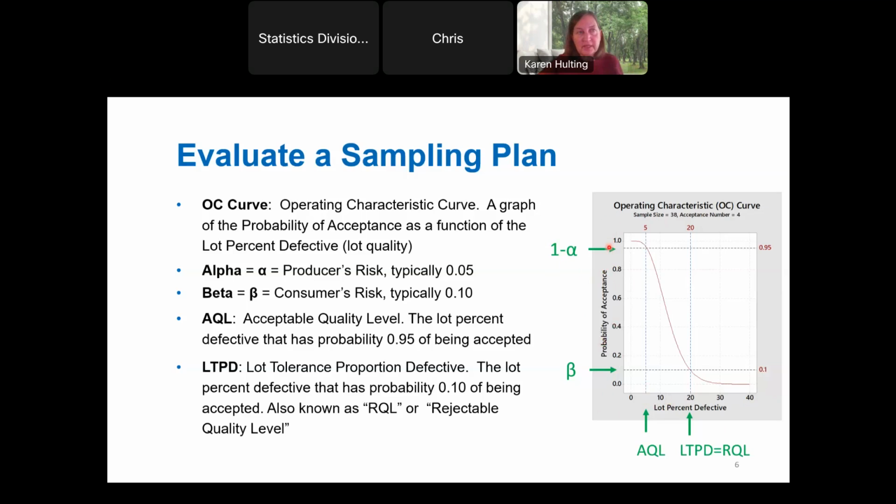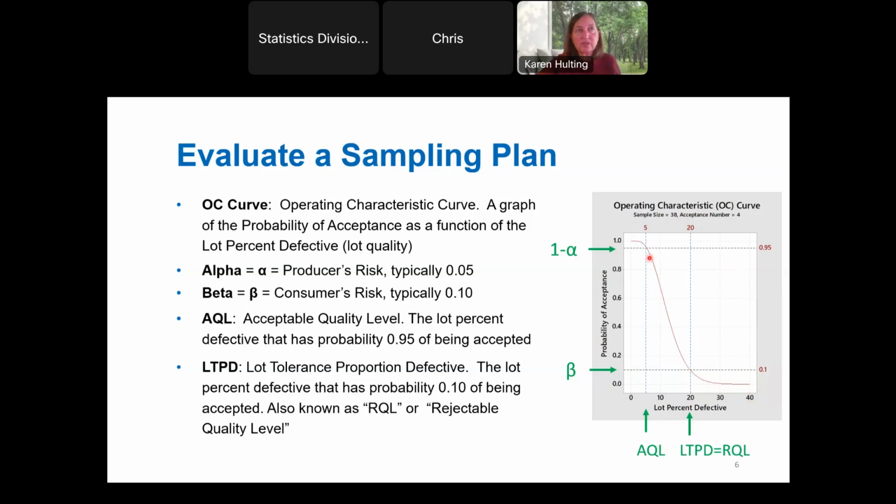Not surprisingly, when we have 0% defective in the lot, the probability of accepting that lot is 1.0. There are no defectives to find, so we are definitely going to ship that lot. As that lot percent defective gets higher, we have less and less chance of accepting that lot, down to where there's essentially 0 chance if we've got a highly defective lot.